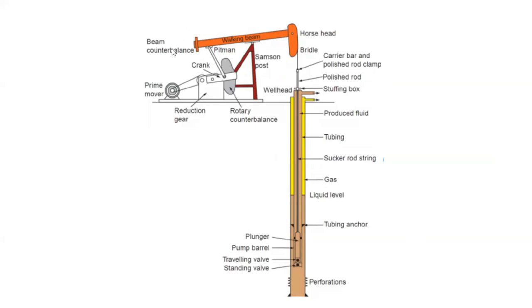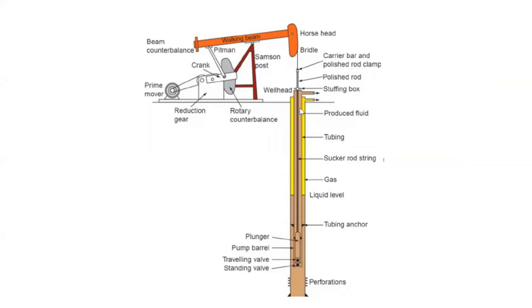Here we can see that the prime mover will transmit the rotational movement to the crank. The crank will move the pitman, and this will lead to a vertical reciprocating movement of the horse head, and hereby a movement of the bridle, the polished rod, and the sucker rod string. Moving down we call the downstroke, and moving up is called the upstroke. A full stroke includes one downward and one upward movement.